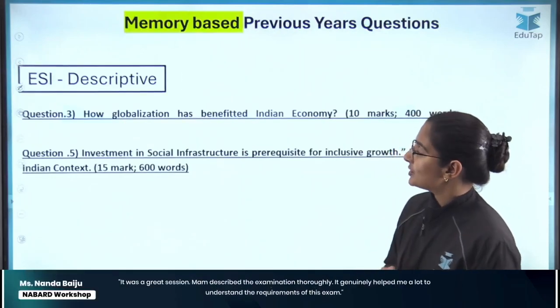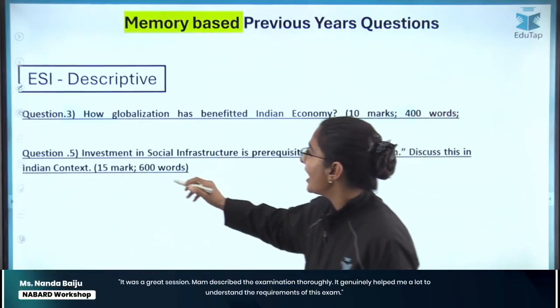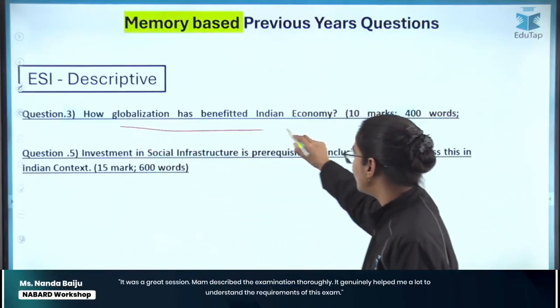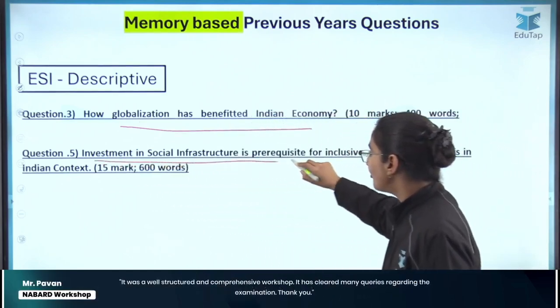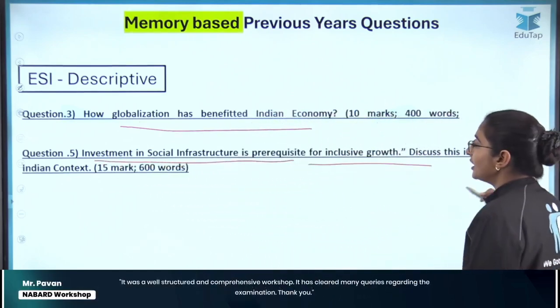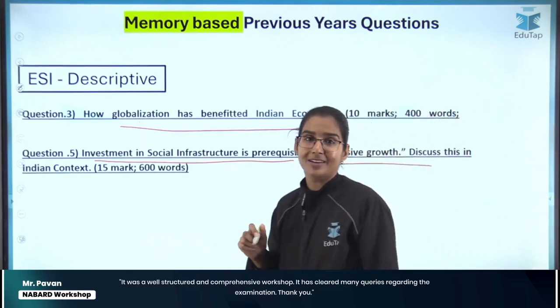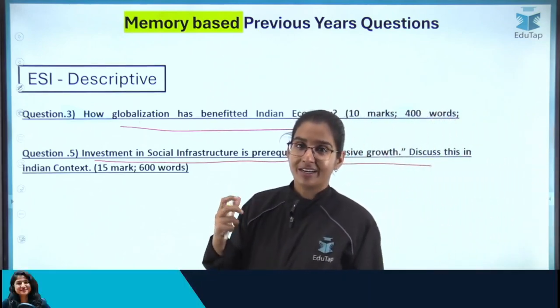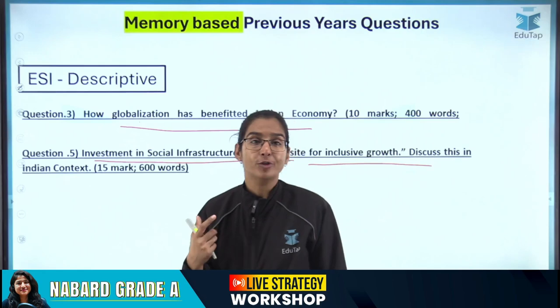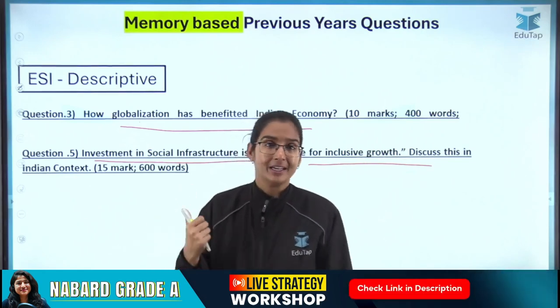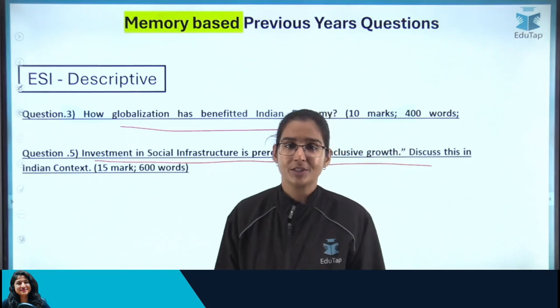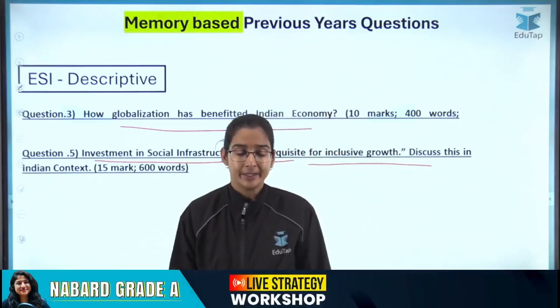Now, similarly, in the ESI descriptive part, they have asked questions like how globalization has benefited the Indian economy, and that investment in social infrastructure is a prerequisite for inclusive growth, right? So now I think you are able to get my point, which I told you, that you have to prepare the ESI static also if you have to answer such kind of questions. Otherwise, you will not be able to answer these questions in the phase 2 paper, right?